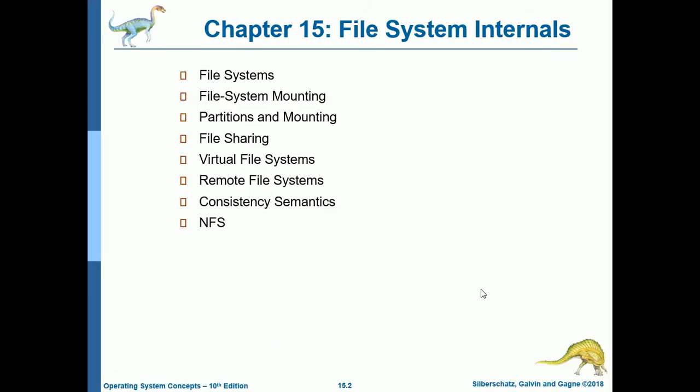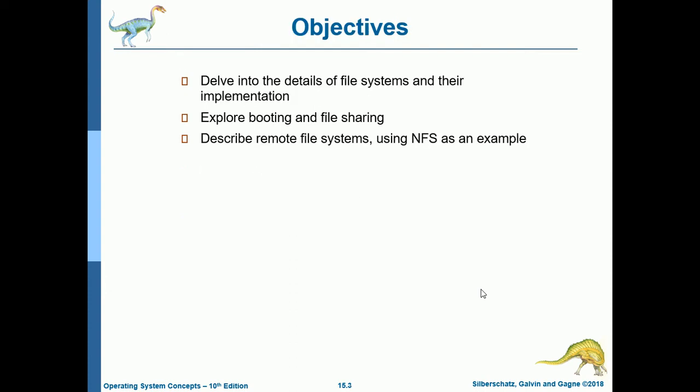So the contents of chapter 15 are file systems, file system mounting, partitions and mounting, file sharing, virtual file systems, remote file systems, consistency semantics, and NFS or network file system. So the objectives for this chapter are to delve into the details of file systems and their implementation, explore booting and file sharing, and describe remote file systems using NFS as an example.